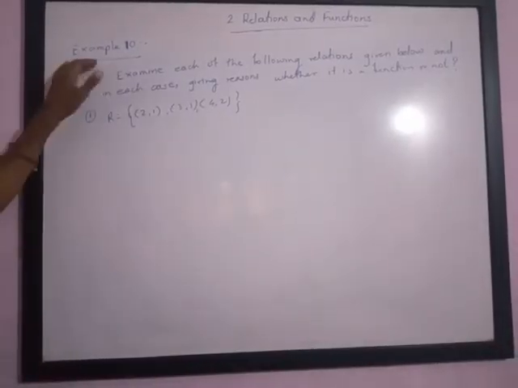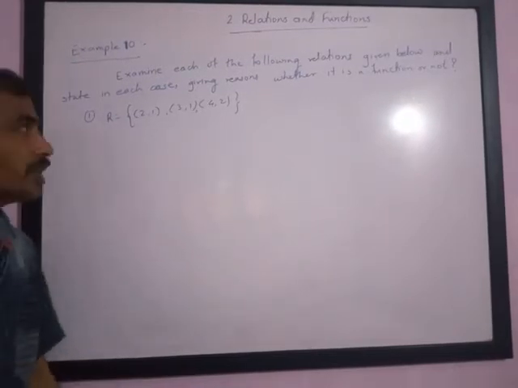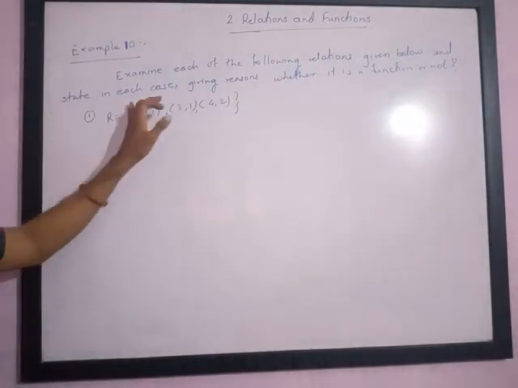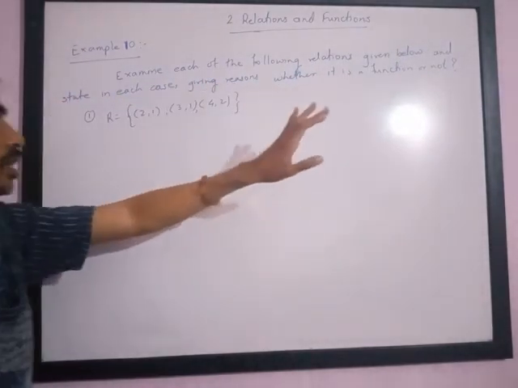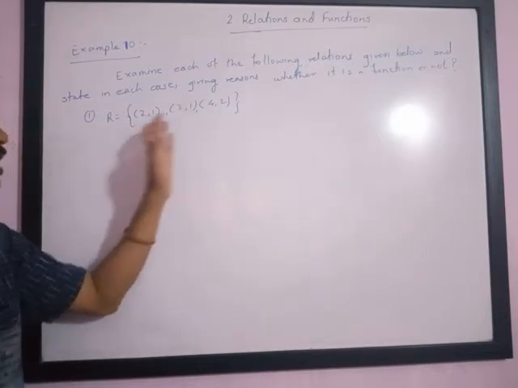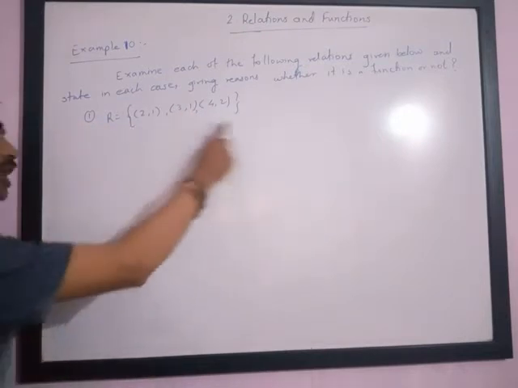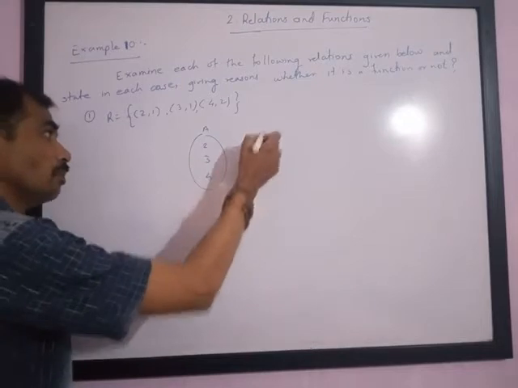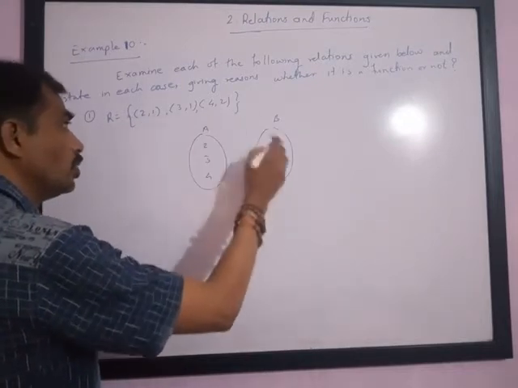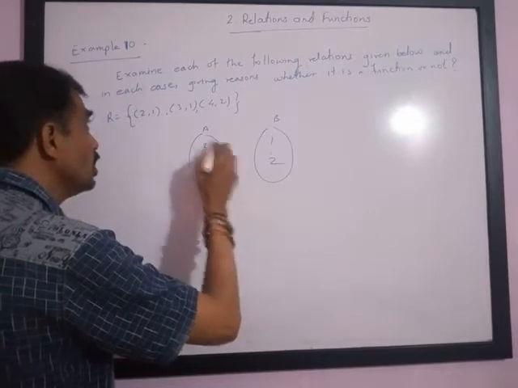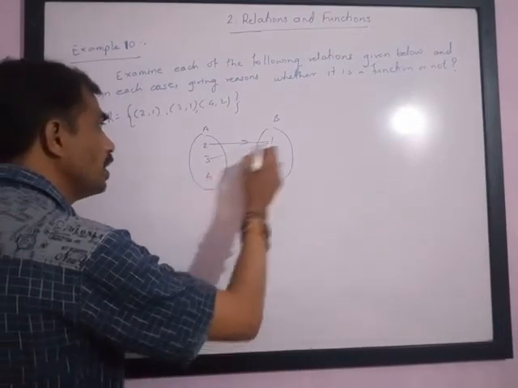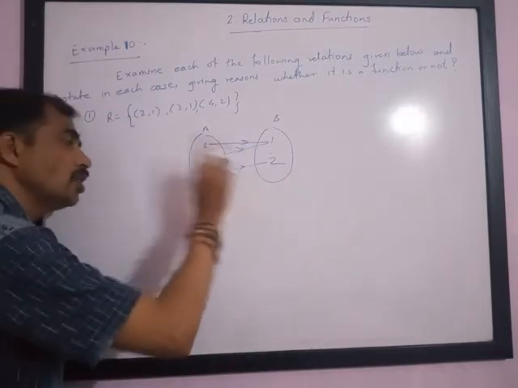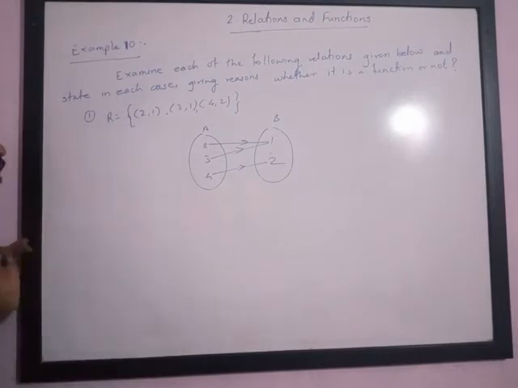See now, example 10. It is a solved example in the textbook. Let us try to understand. Examine each of the following relations given below and state in each case, giving reason, whether it is a function or not. We are asked to find whether the relation is a function or not. Now from this you can understand the set A is a set of 2, 3 and 4. B is a set of 1 and 2. Please understand, 2's image is 1, 3's image is also 1, 4's image is 2. Every element in set A is having only one image, so this is a function.